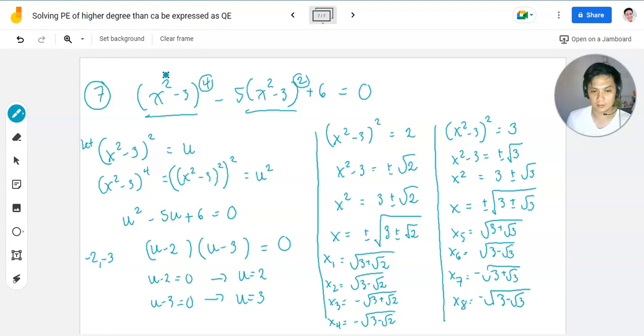Ayan. So, nabigyan ako ng itong example. So, you will have an idea kapag naka-encounter ka ng ganitong klaseng equation.